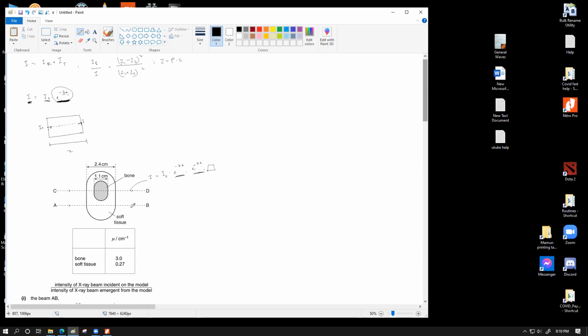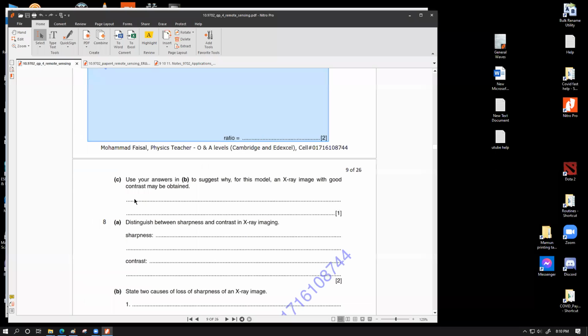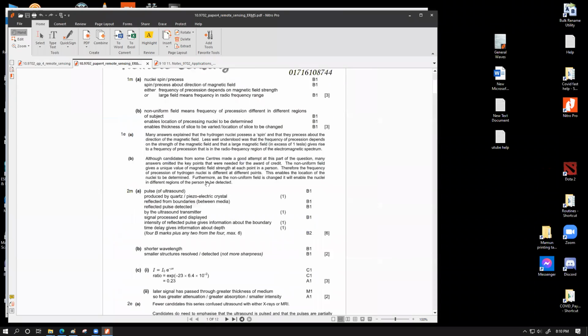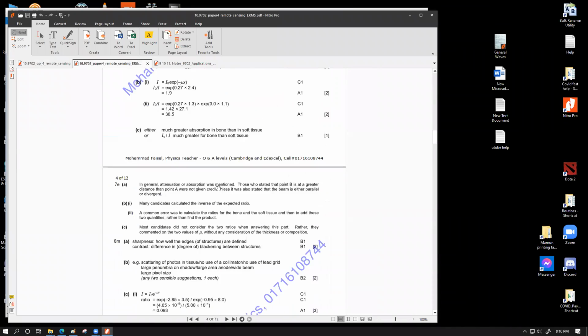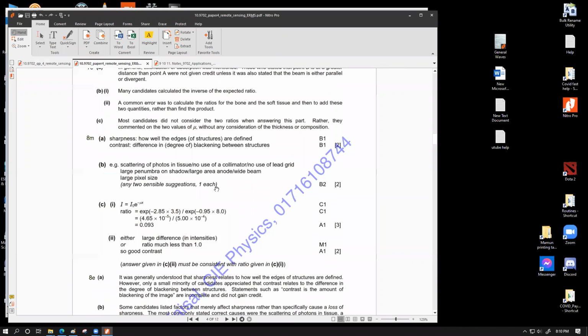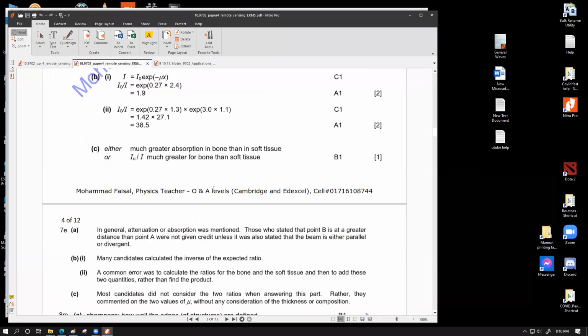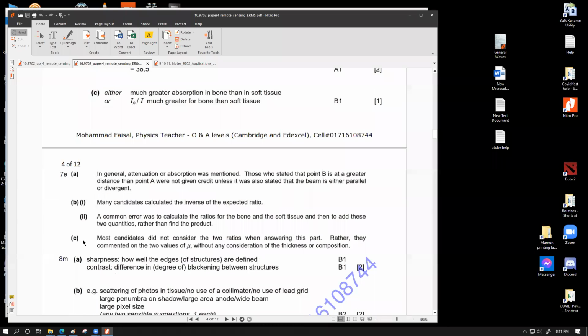Just to make sure that we understand what this mark scheme says, we're going to have a look at the marks in this question number 7C. Mark scheme therefore: either much greater absorption in bone than in soft tissue, or I1 by I is much greater for bone than soft tissue. So that is the ratio they mean over here. Examiners' report.